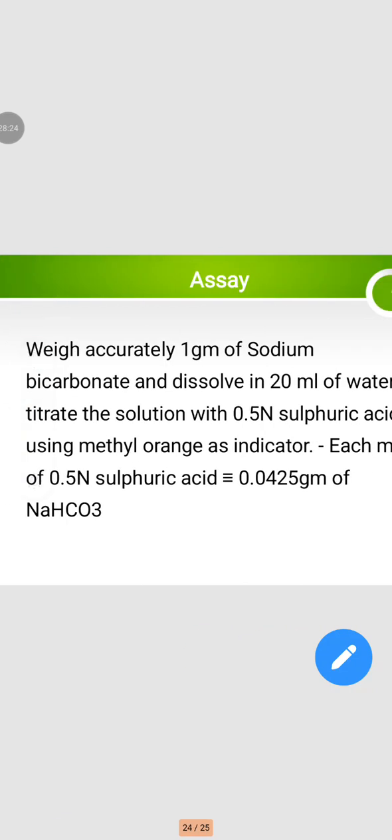Then assay: 1 gram of sodium bicarbonate is dissolved in 20 ml of water and the solution is titrated with 0.5 normal sulfuric acid. Methyl orange is used as an indicator. Each ml of 0.5 normal sulfuric acid is equal to 0.0425 gram of sodium bicarbonate.